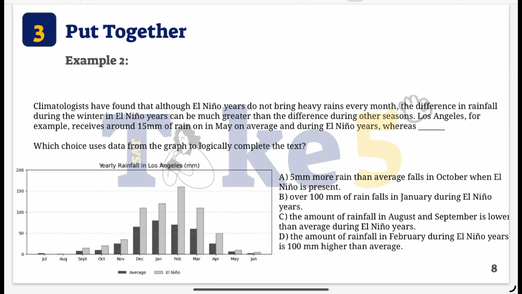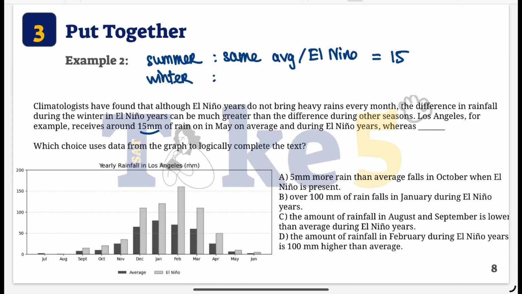This example should tell us that in the summer or non-winter months, LA has the same average rainfall in May and during El Nino rainfall, which is 15. But in the winter, these 2 variables are more significantly different, so much greater than 15.